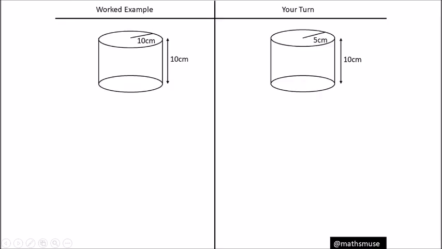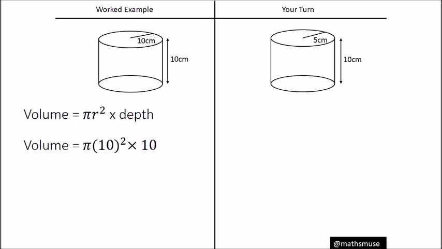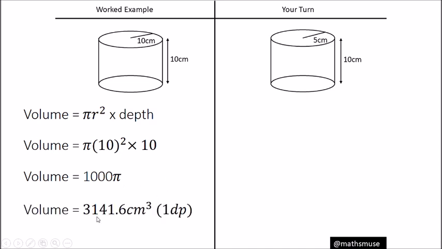Okay, so just using my volume of a prism formula, how would I find the volume of this first shape? Well, finding the area of my cross-section, it's pi times 10 squared, because it's a circle with a radius of 10, and then multiply it by my depth, which is 10. So that gives me 1000 pi centimetre cubed, or if I write it as a decimal, it's 3141.6 centimetre cubed when I round it to one decimal place. Please could you pause the video and see if you can calculate the volume of this cylinder.